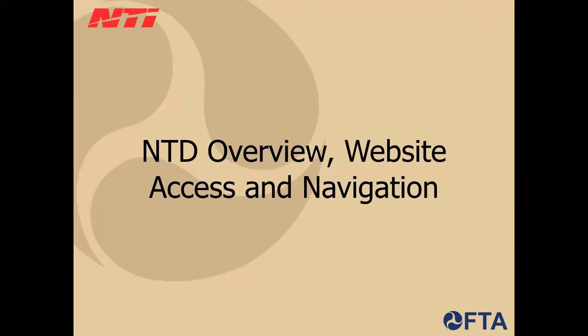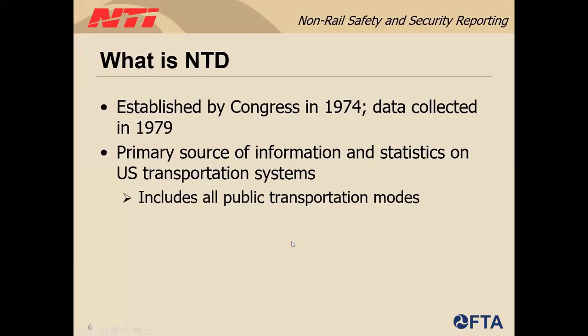All right, so we're first going to have a brief overview of the NTD program, then we'll discuss the website and navigating within. In 1974, Congress established the National Transit Database Program as a means to collect information and statistics on transportation systems in the United States. The first data was collected in 1979 via paper reports. Since then, the NTD has evolved into the nation's primary source of information and statistics on transit systems.